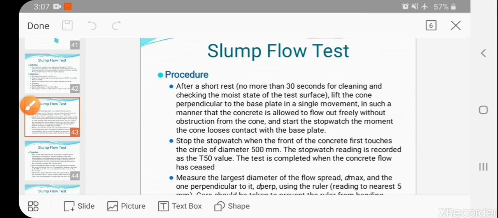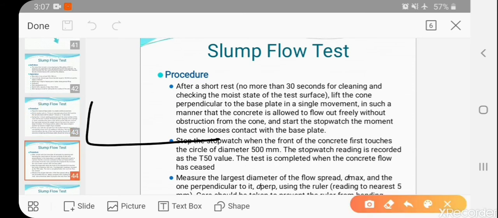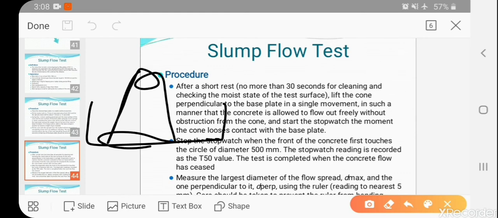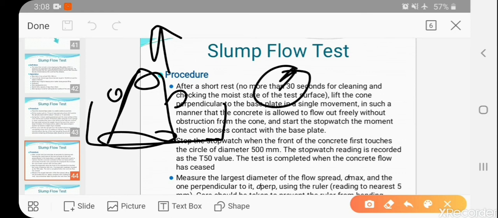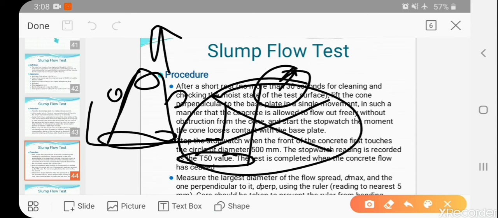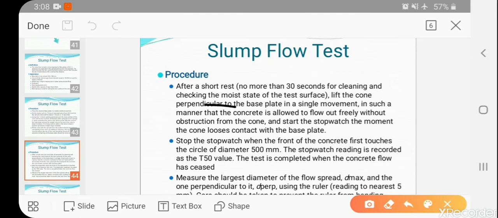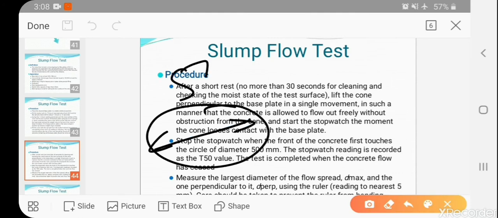Later, after filling the cone, about 30 seconds, after cleaning and checking the moist state of the test surface, lift the cone in a vertical direction. Lift the cone in a vertical direction and start the stopwatch reading. And the stopwatch reading, when it touches up to the T50 value, that is, after the removal of the cone, the concrete should spread like this, in a diameter of around 500 mm.